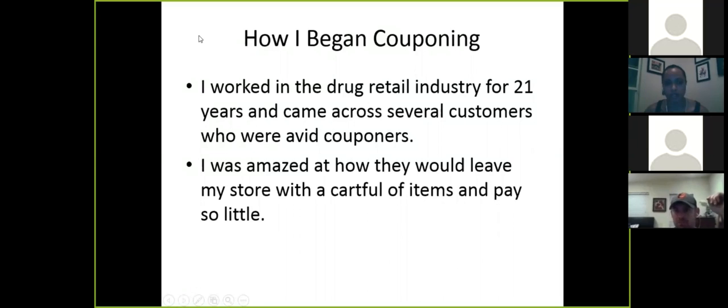Okay, basically, this is how I started couponing. As I mentioned earlier, I worked in the retail industry for 21 years. I had several customers who were actually couponing, and I'm like, this is just too much time. At that time, I was actually pregnant with my son. I'm like, there's no way I could do this. They really were walking out of my store with shopping carts full, and they're paying very little. So I decided one day I'd try it. I was amazed at how they were doing it.